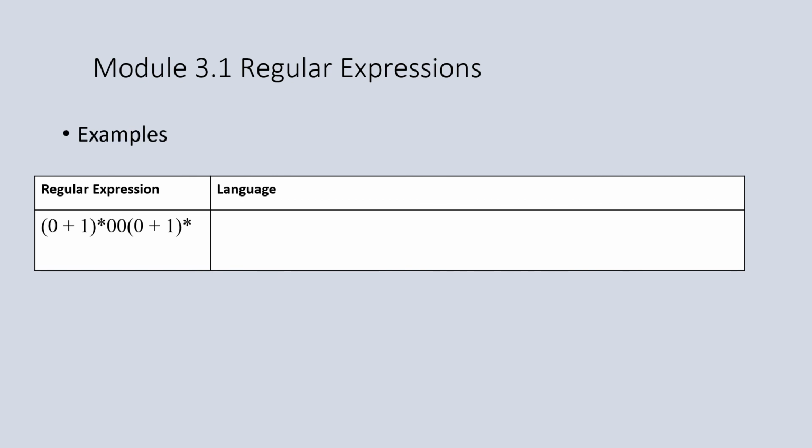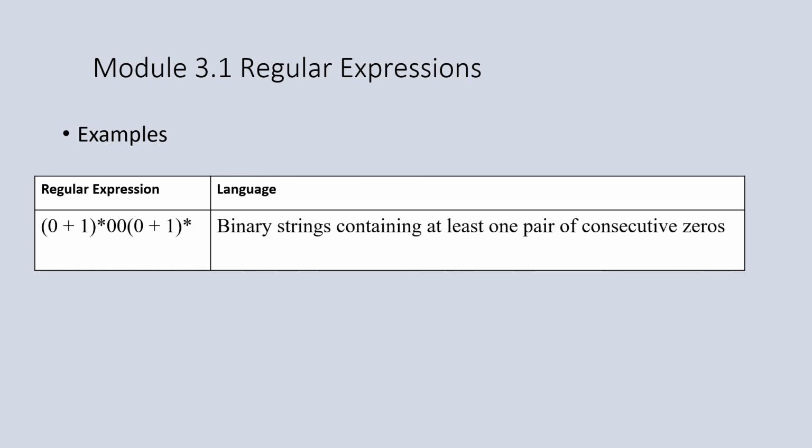All right, so let's look at another example. Let's try to decide what this is. You could have a 0 or a 1, followed by 2 zeros, followed by any combination of zeros or ones. So basically, this is saying that your string must include a double 0 somewhere in it. So it must include at least one pair of consecutive zeros.